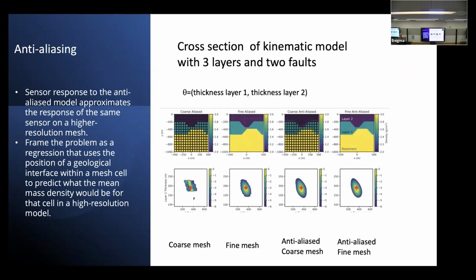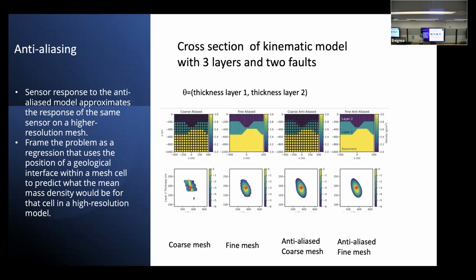So using this approach, we were able to have some really good results. And this is just one example of these good results. In the paper, we had a look at about 15 different models, and this is just one. This is a model of the Earth. It's a kinematic model, one that changes over time, and it consists of 3 layers and 2 faults.